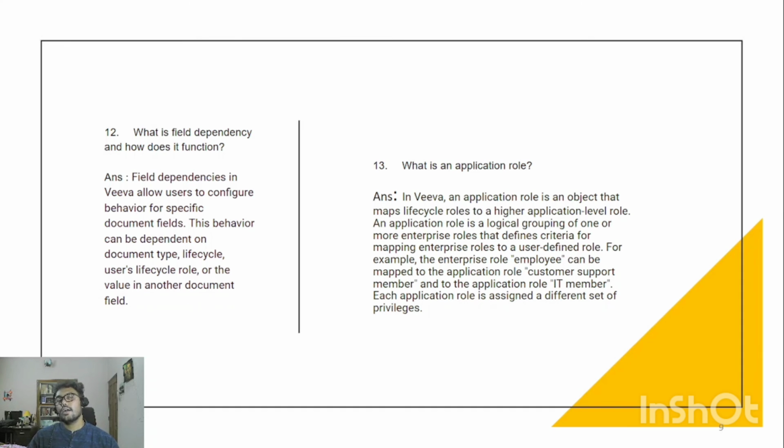And what is an application role? In Veeva, an application role is an object that maps a lifecycle role to a higher application-level role. An application role is a logical grouping of one or more enterprise roles that define criteria for mapping an enterprise role to a user-defined role. For example, an enterprise role employee can be mapped to an application role, or a customer support member can be assigned as an IT member role, and each application role has a different set of permissions and privileges. So that is an application role.